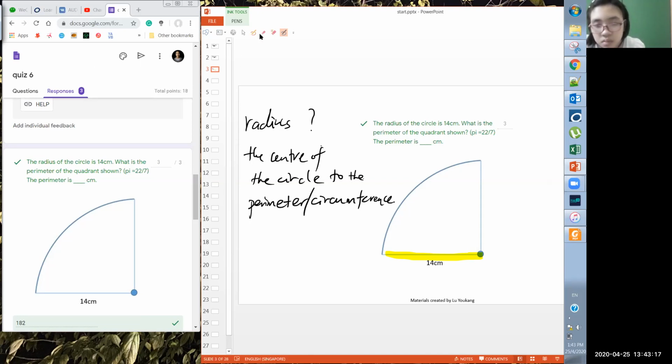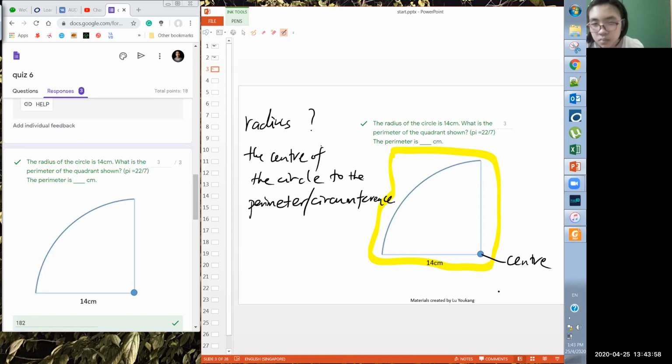Can I ask you, in this question, which one is the center? In this one, which one is the center? Yeah, look at this. Which one is the center? The dot there. Yes, very good. So the dot is the center.